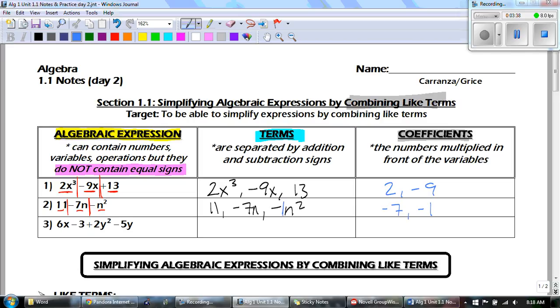Now, for number 3, why don't you pause the video and see if you can fill out the terms and the coefficients all on your own. Good luck. Remember, this is where you pause the video.